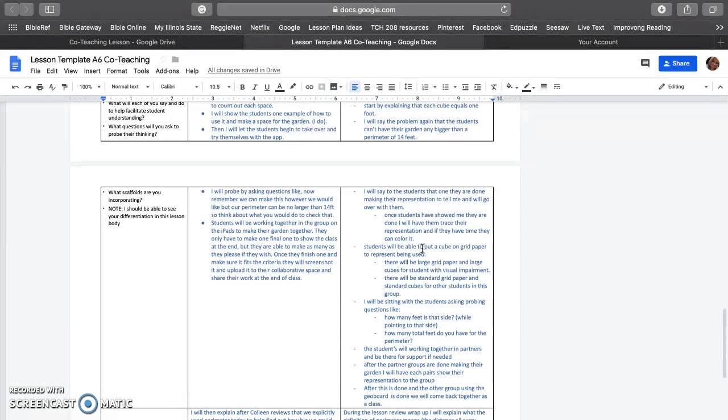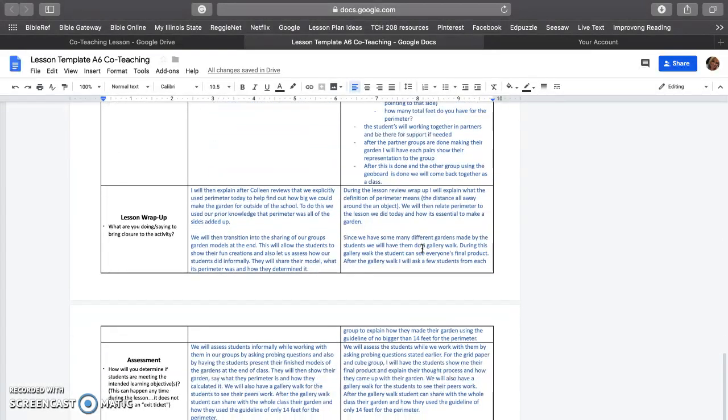Once they're done, our assessment, for both of us, is informally watching them and facilitating. Another assessment is that my group will show me their final product at the end and be able to explain it, and the same with Michelle's group. For my group, once they're done, they can trace what they have made and color it.